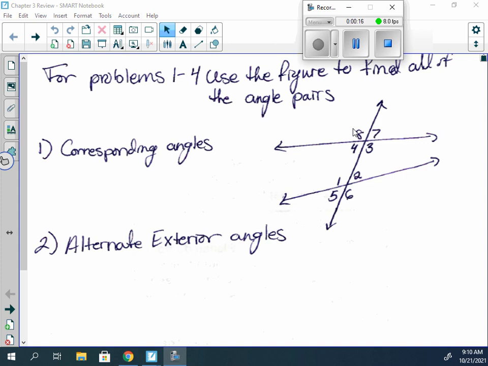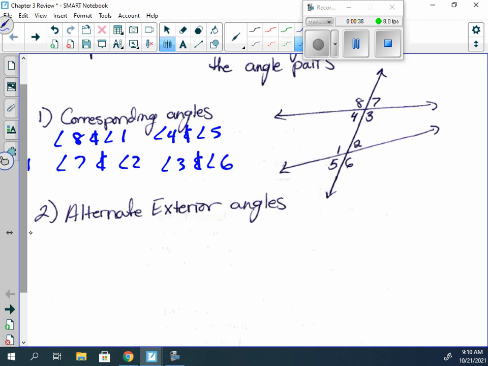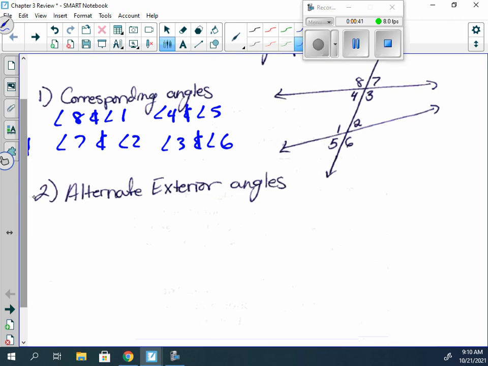So corresponding angles are the ones that match up, or are in the same location. For the figure that we have, we would have angle 8 and angle 1, angle 7 and 2, angle 4 and 5, angle 3 and 6. As they correspond to each other, they're in a similar location comparatively to the two lines.